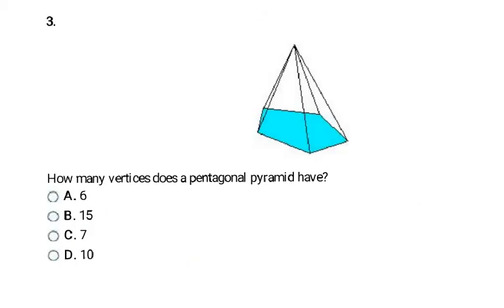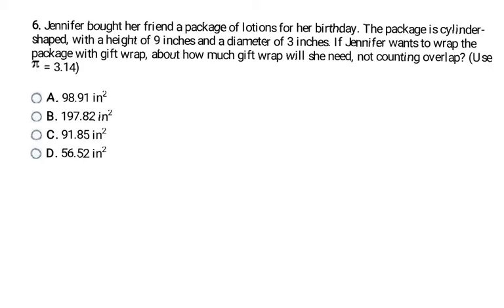And some of the questions do give you pictures. And so here, this one gave us a picture of this pentagonal pyramid, and it wants to know how many vertices does it have. Remember, vertices are the corners. So this pentagon is going to have 1, 2, 3, 4, 5 corners, or 5 vertices, and then the one at the top of the pyramid where all the triangles meet makes 6. So my answer here is A.